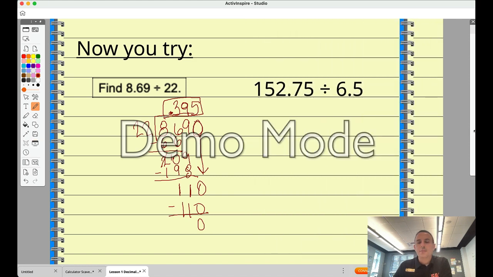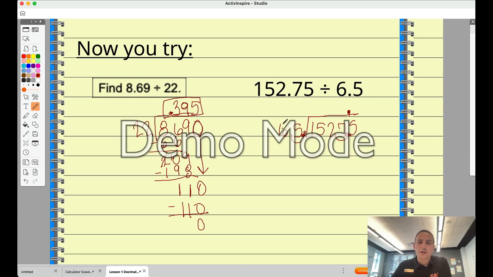All right, our last problem is this one right here. And you'll need to write this one into your notes. I added it extra afterwards, I think, as I thought about it. So 152 and 75 hundredths divided by 6 and 5 tenths. So this is the first time we have to move our decimal point here. So we're going to move it over 1. We're going to do the same in the dividend. And we put the decimal right in the answer.